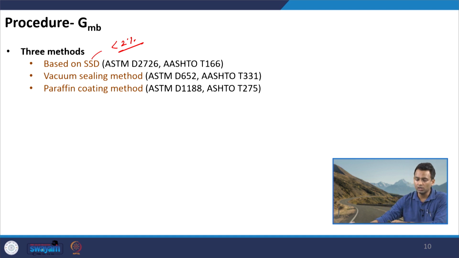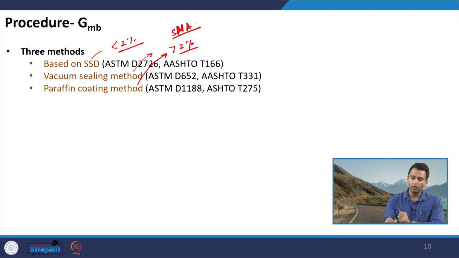Then we have the vacuum sealing method. This vacuum sealing method can be adopted for any mix, for a dense graded mix, even for an open graded or gap graded mix. So, we will look at this method, and then we have the paraffin coating method. This is typically adopted when the surface voids of the mixture are more than 2%. For example, let us say we have a stone matrix asphalt, or an open graded mixture where the surface voids will be higher, which can trap the moisture within the interparticle voids. So, for that we use the paraffin coating.